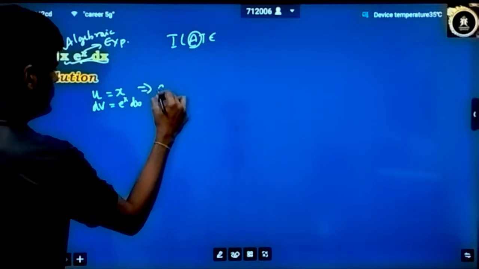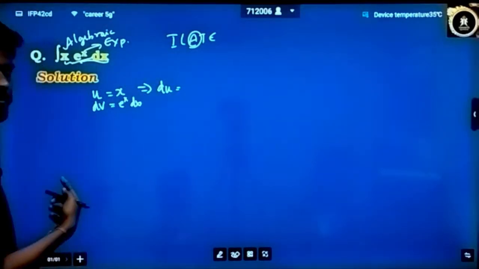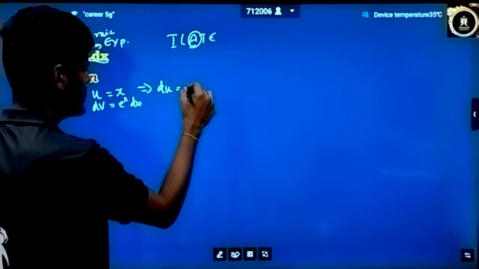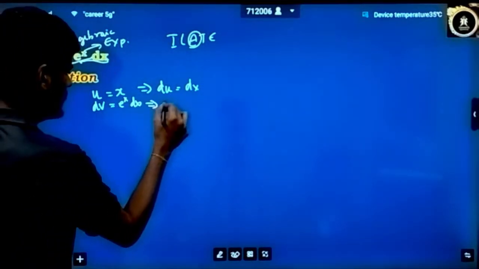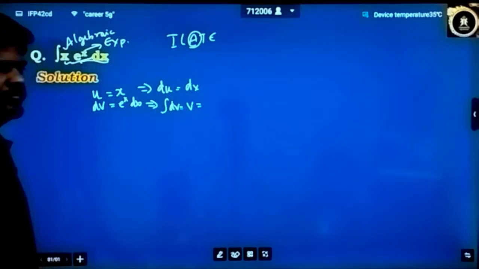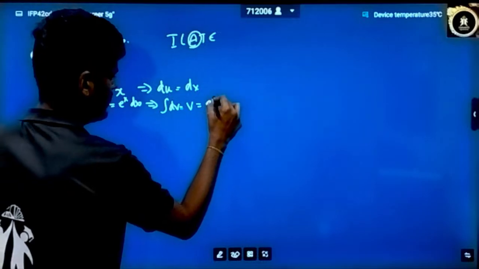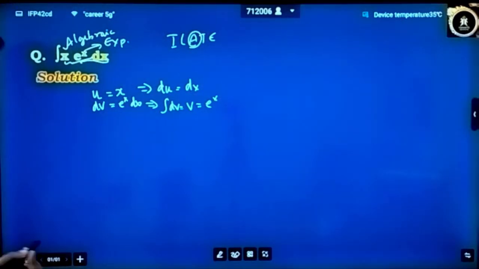Then what do we need to find? du. Du is the differentiation of u; du by dx is 1, so du will be equal to dx. And what about the integral of dv? The integral of dv is v, which is the integral of e power x dx, and that is e power x itself.